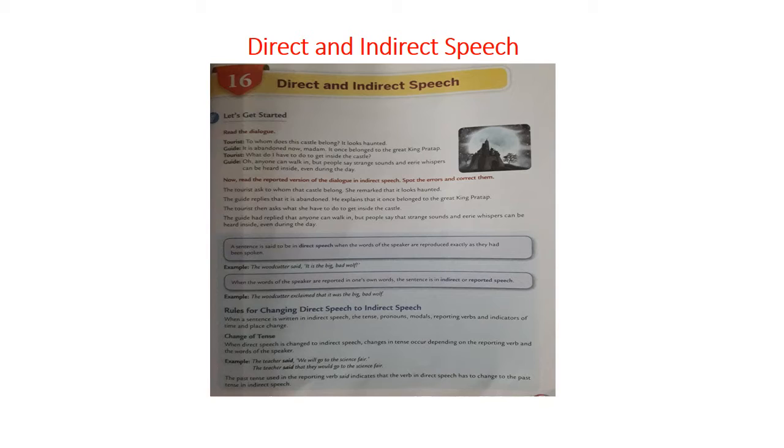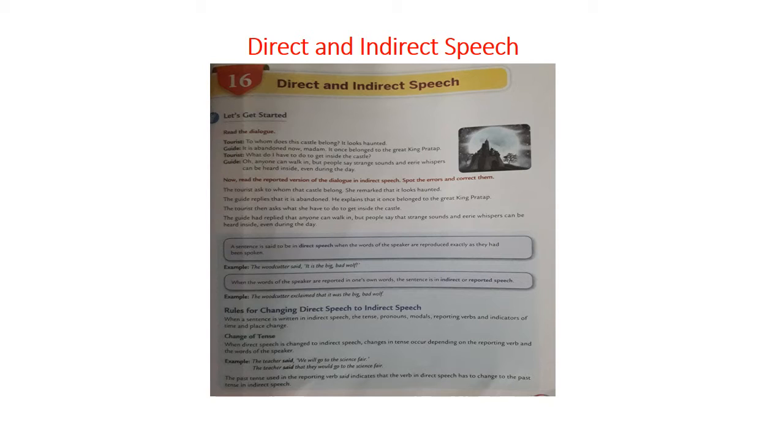For example, Rahul said, "I want to buy a badminton racket." This is direct speech because these are the exact spoken words of Rahul. Now listen to the second sentence. Rahul said that he wanted to buy a badminton racket. This is given in indirect speech. This is what we are going to learn today.